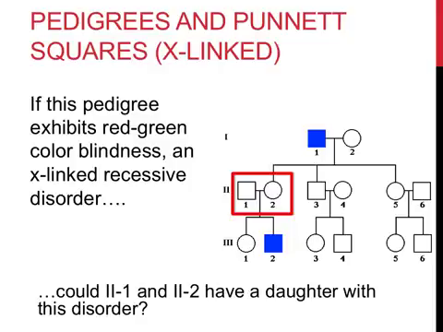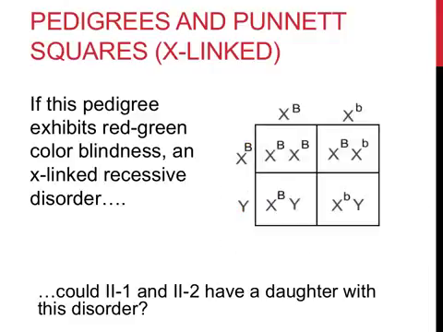Since he's a male, he only has one X chromosome. And since he doesn't have this particular disorder, he must have a single copy of the dominant form of this gene. Filling out a Punnett square for this problem would help to solve it. I have placed the mother's genotype that we just described on top, and the father's genotype that was mentioned on the previous slide on the left-hand side.